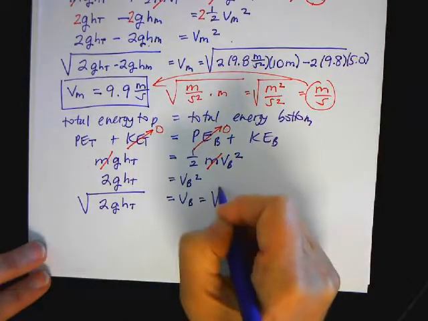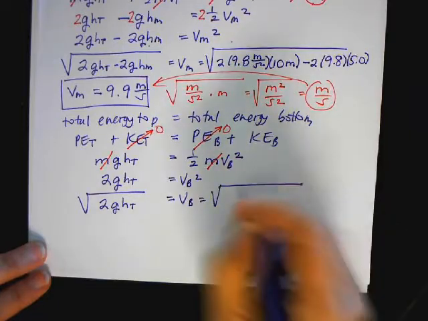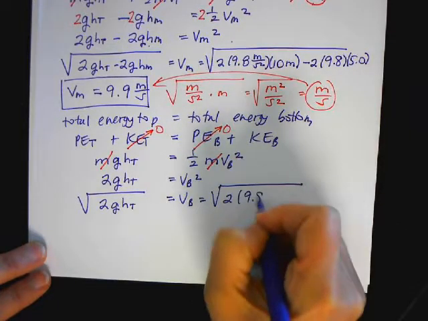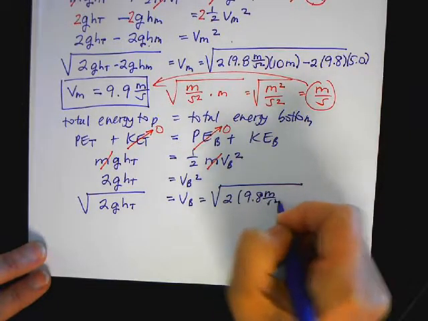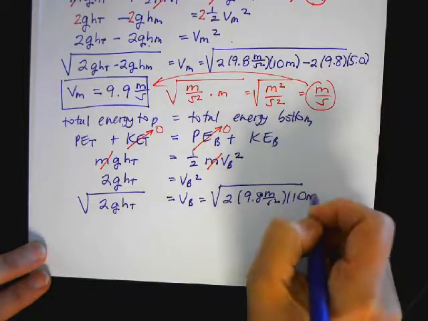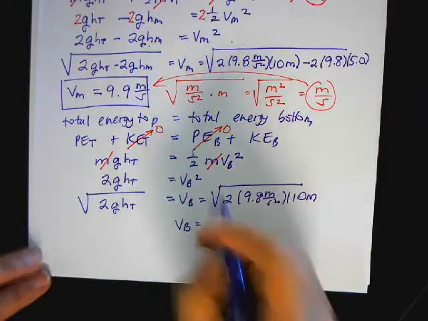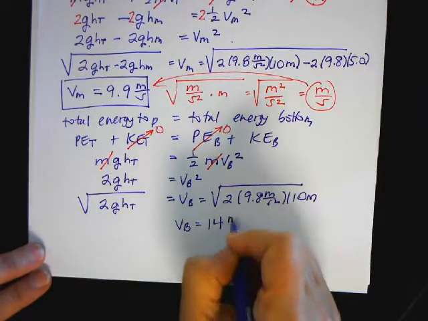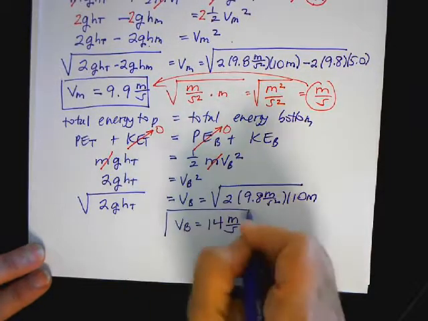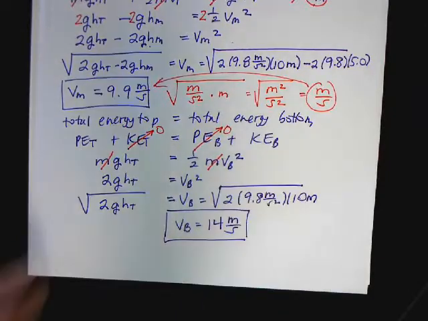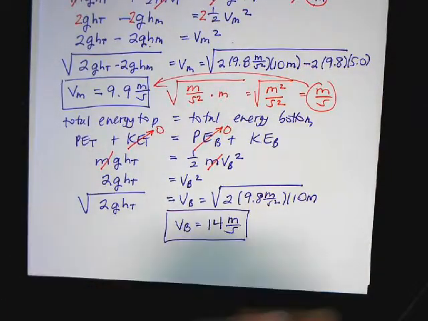So now I'm going to substitute in my values. 2 times 9.8 meters per second squared times 10 meters. And when I do it on my calculator, I get Vb is equal to 14 meters per second. That's it. It's crooked.